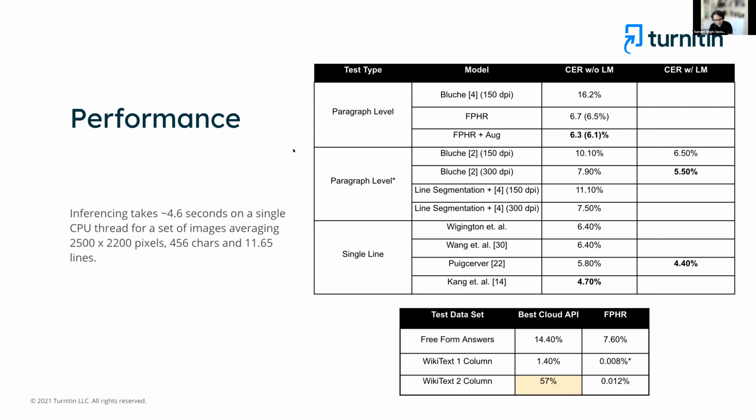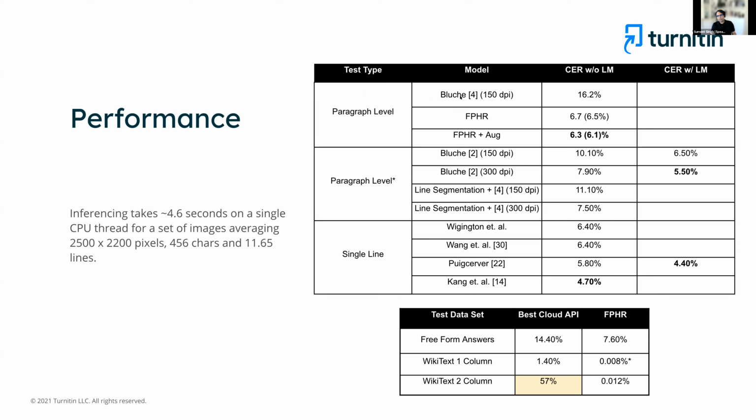So these are the results. I think I've talked about most of them. So, paragraph level. For comparison between different published models, one has to use a data set that everybody has used. So in this case, it's the paragraph level IAM data set.